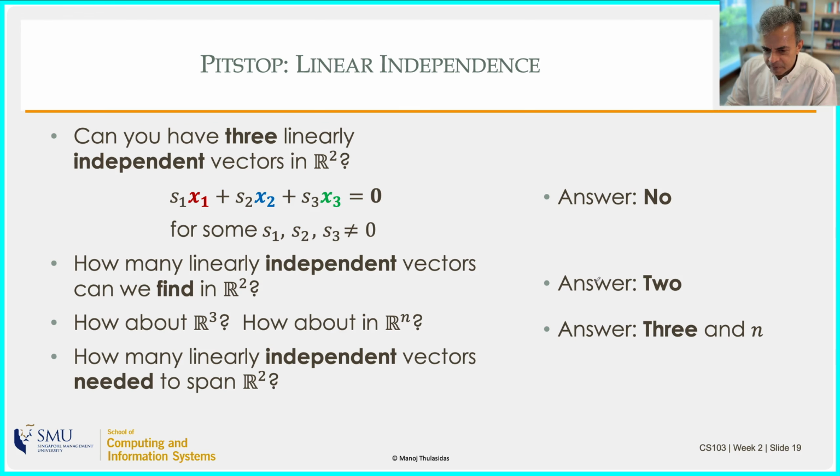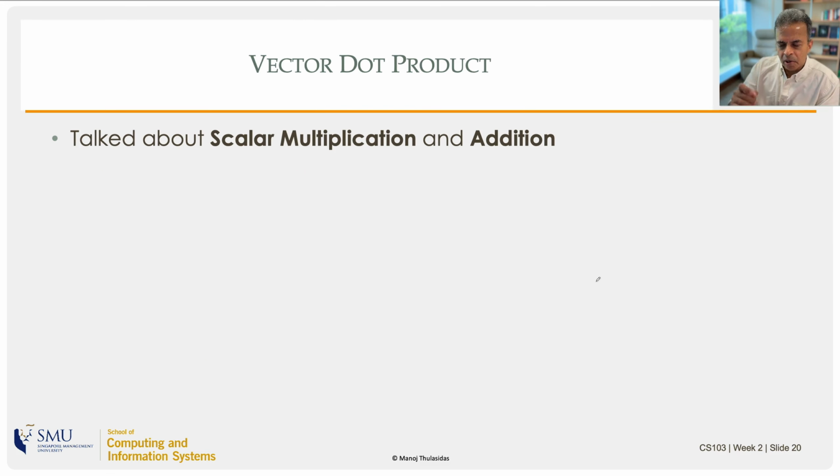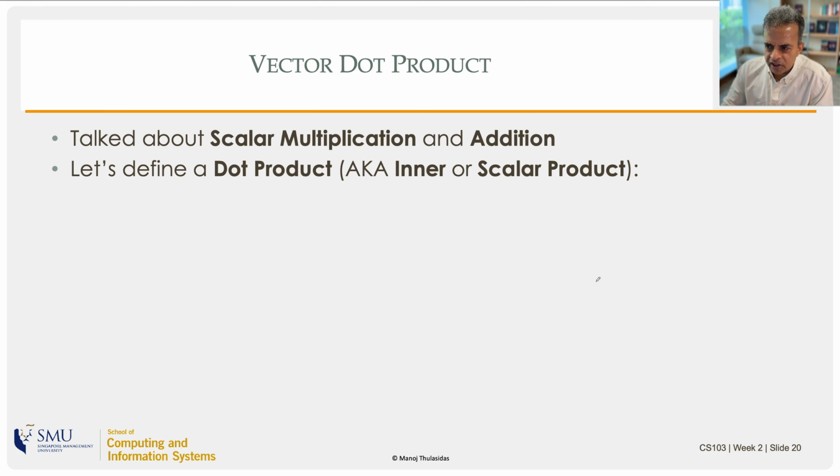How many linearly independent vectors are needed to span R2? 2. About R3? 3. About Rn? N. Now there is a new operation that I want to talk about. This is a vector dot product. It is also called the inner product or the scalar product. It's not scalar multiplication, it's a scalar product. We will almost always use a dot product in this course.